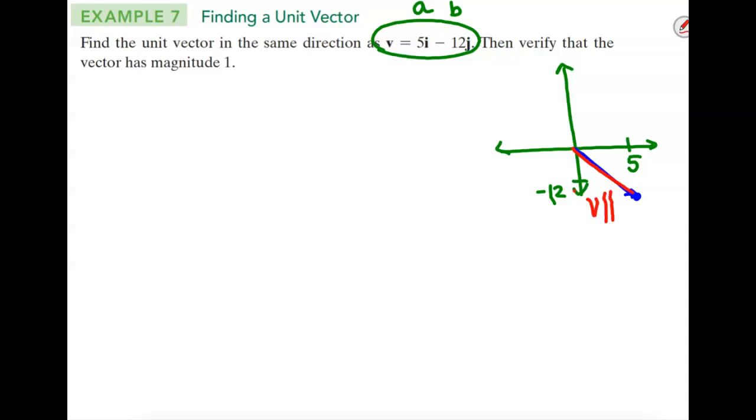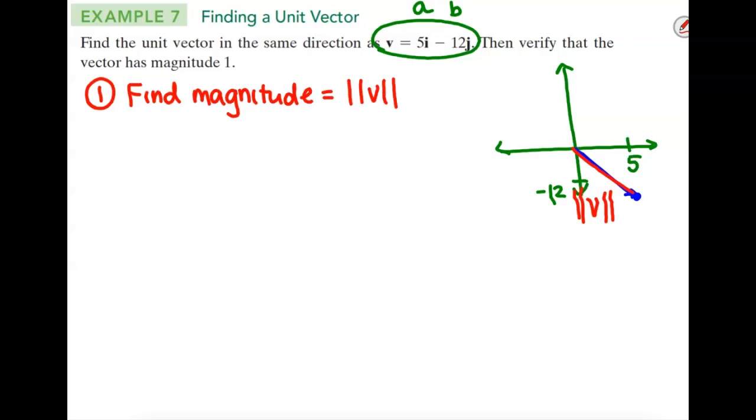So the notation of length or magnitude is the double vertical line. So step 1, we want to find the magnitude, how long this vector is. To do that, we've done that earlier in our lessons. The equation is the square root of a squared plus b squared.